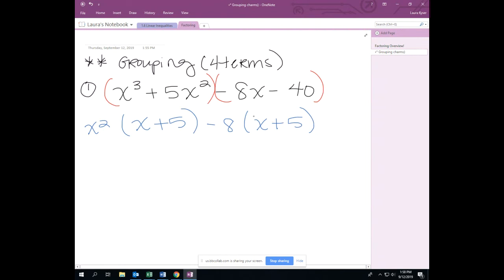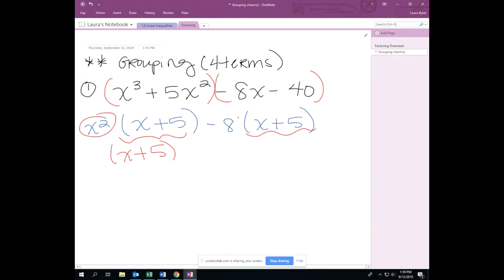So what we're going to do is notice that both of these terms have a common factor, x plus 5. Essentially, we're going to factor out the x plus 5 from each one of these terms. And when you factor out a GCF, it goes in the front of a parenthesis all by itself. So x plus 5 goes in the front.